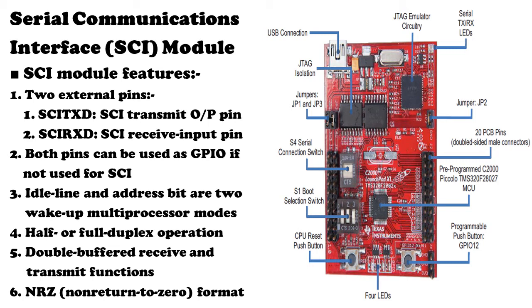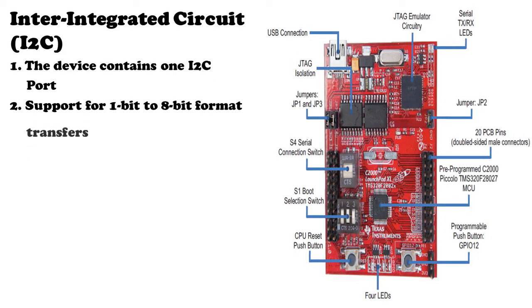Idle line and address bit are 2 wake-up multiprocessor modes. Half or full duplex operation. It has NRZ, non-return to zero format. The enhanced features are auto-baud detect hardware logic and 4-level transmit receive FIFO. Next we are going to learn about I2C.